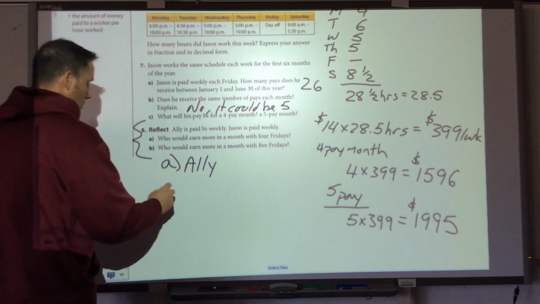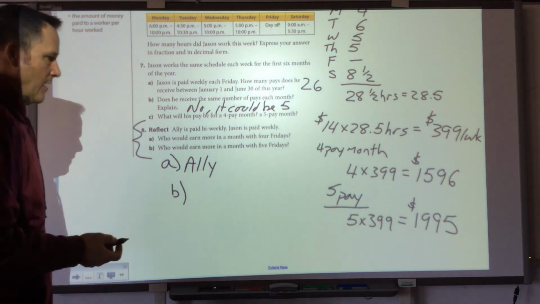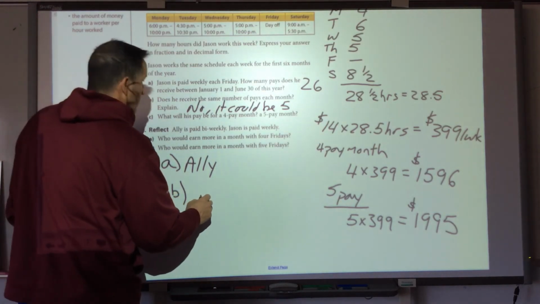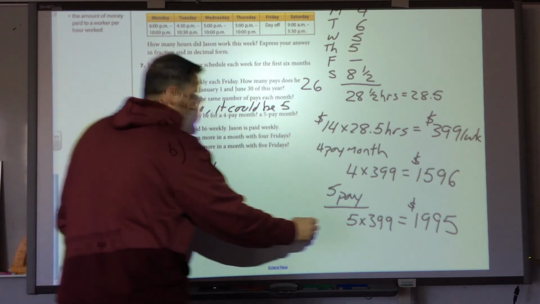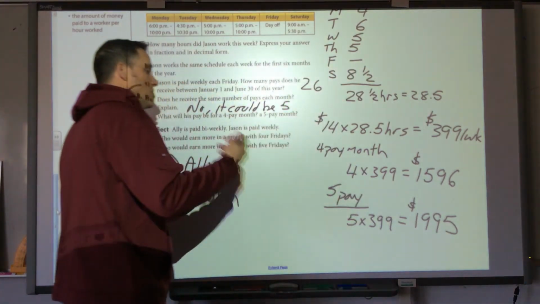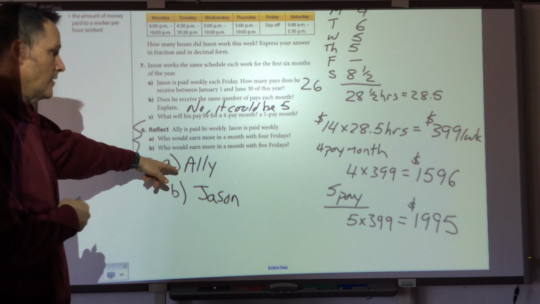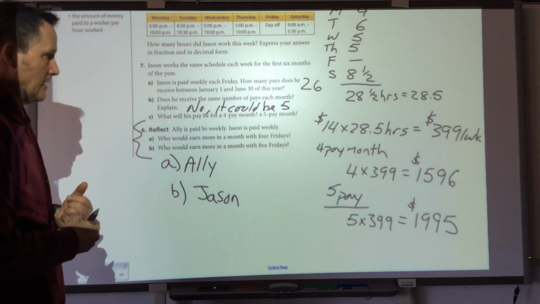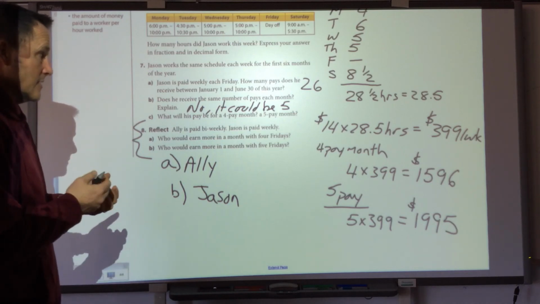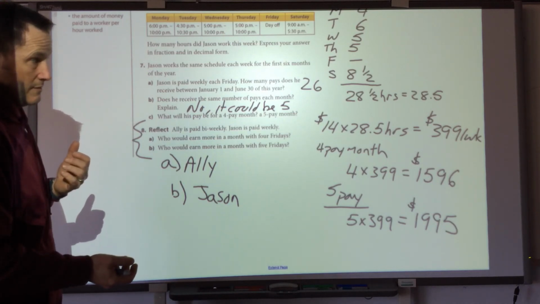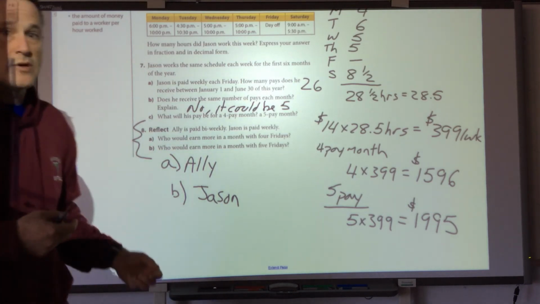Now, part B, who would earn more in a month with 5 Fridays? Well, that would be Jason. Because he's making $1,995 for 5 pays, she's making $1,900. Here, she's still making $1,900, but he's only getting $1,596. So already we can see some of the differences and the bonus of salary and the hindrance of salary. So we'll get on to some more examples in a minute.